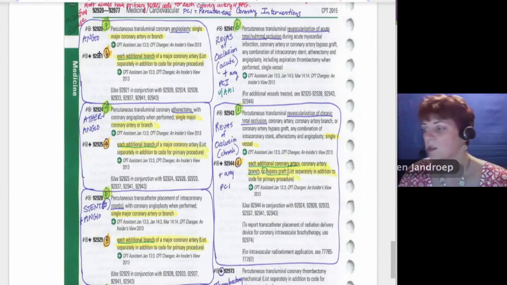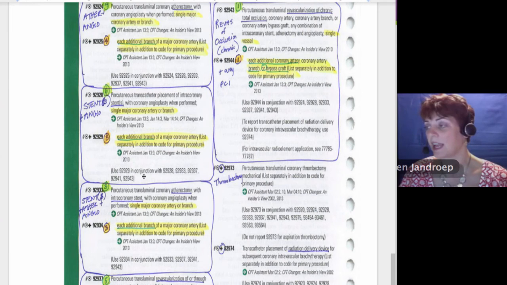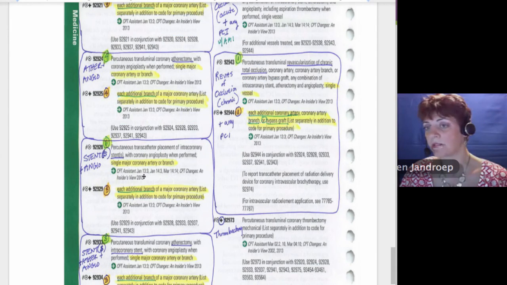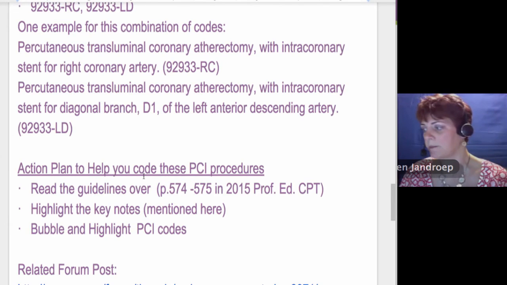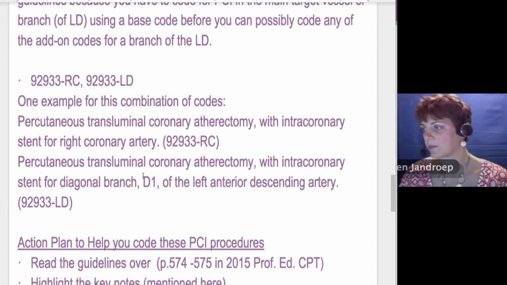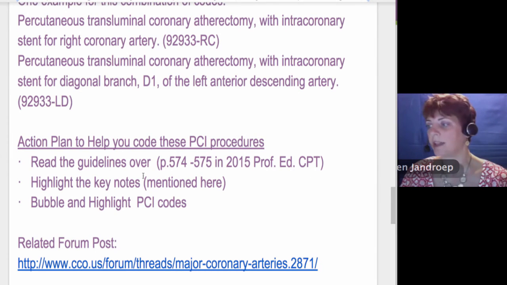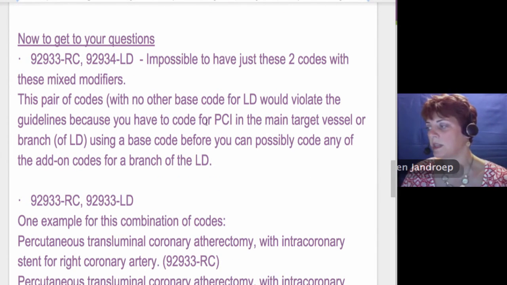92934. Here we go. So 92934 is an add-on code. We just read that guideline that it has to have the same main vessel. So the modifiers would match. Okay? So this pair of codes with no other base code for the LD would violate the guidelines because you have to code for the PCI in the main target vessel or branch of LD using a base code before you can possibly code any of the add-on codes for a branch of the LD.